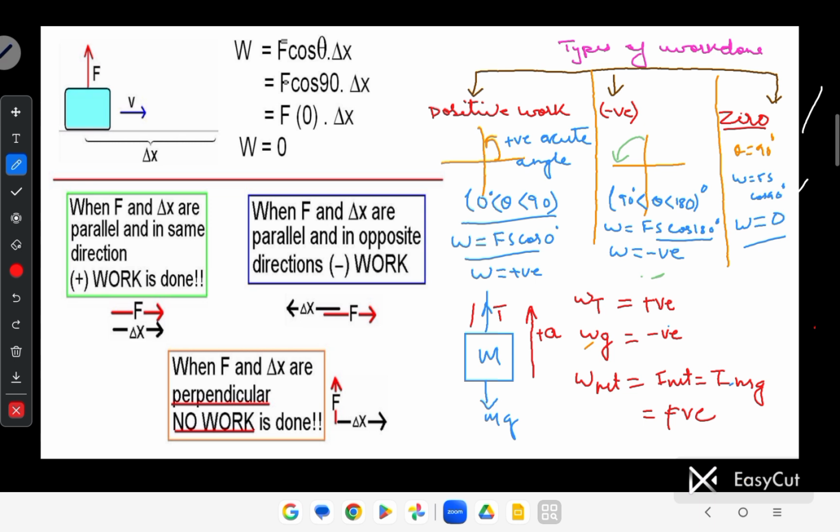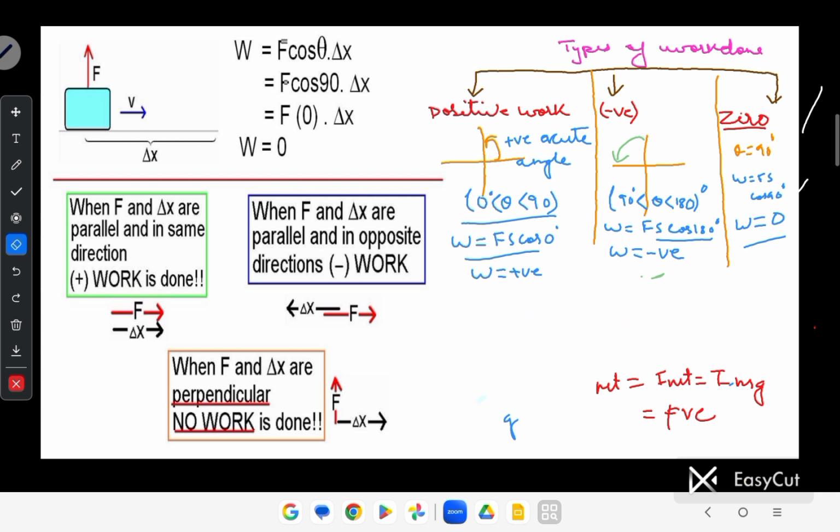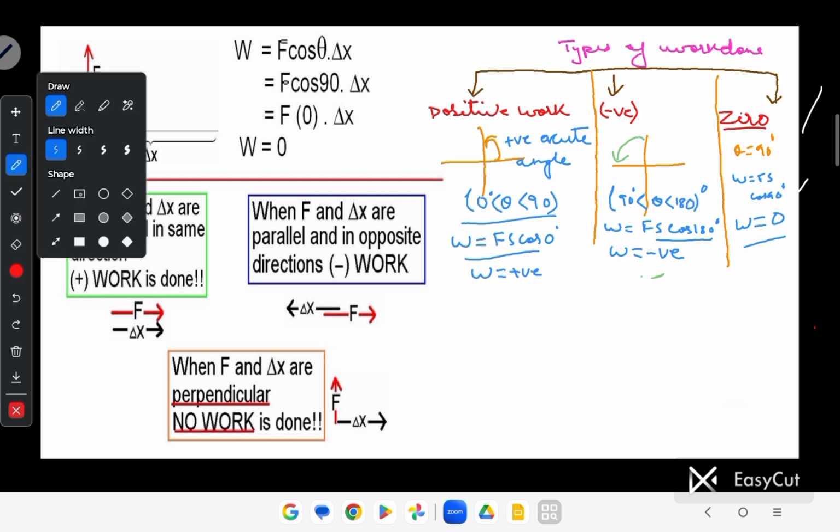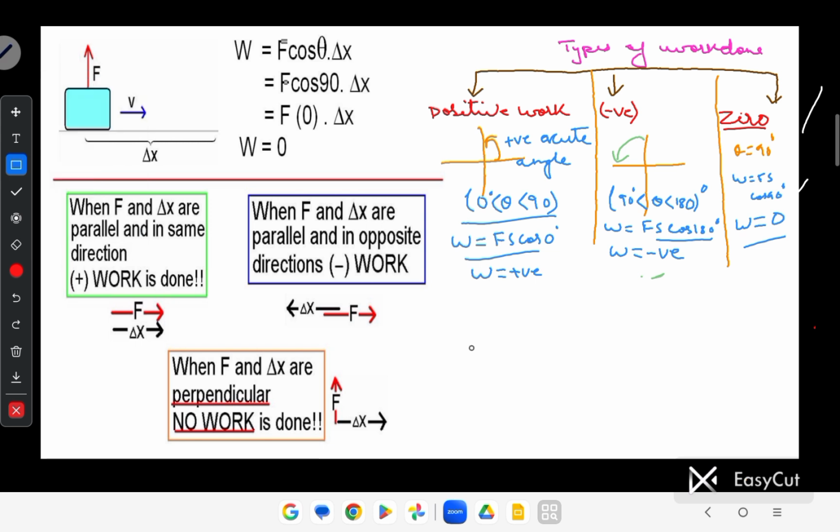Clear? So let's move ahead and talk about the negative work done that we have done over here. Keeping all these things positive, negative and 0 over here as a reference, we can move ahead. Let's suppose again the same condition, one same body is kept over here.